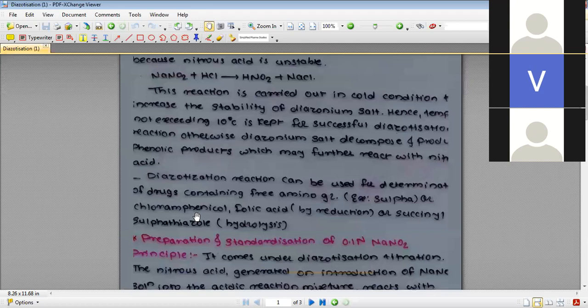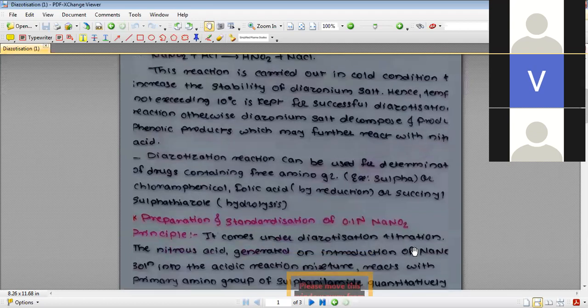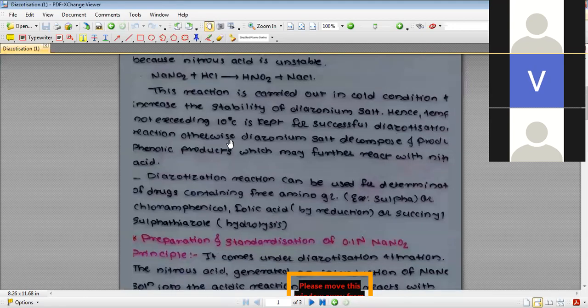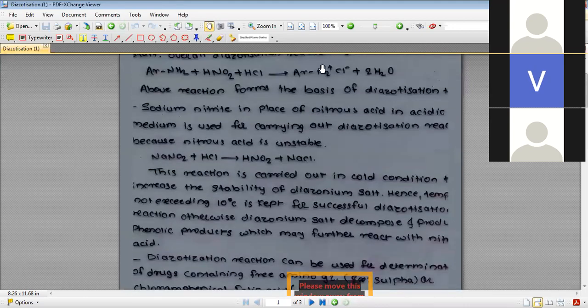Next bit related to diazotization titration is the preparation and standardization of 0.1 normal sodium nitrite solution. In diazotization titration, we are not going to treat the drugs or aromatic amine directly with nitrous acid. Firstly, we are going to react the sodium nitrite with HCl. The formed nitrous acid will then react with the aromatic amine and formation of diazonium salt takes place.